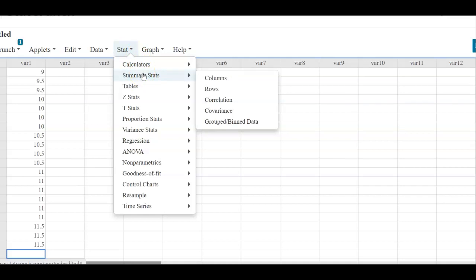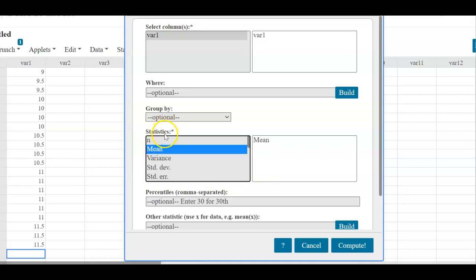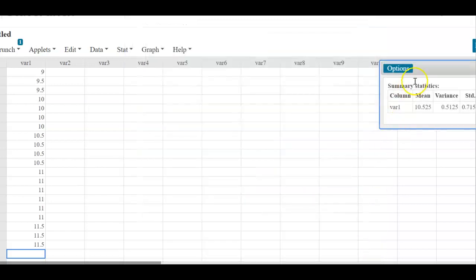So we're going to go to summary statistics, okay? And I have everything in that variable 1 column, so I'm going to choose column. If I had a frequency table, like 9 with a 1, 9.5 to 10 with a 4, then I would maybe want to use grouped binned data, but I don't. I have all 20 students' ages in that first column. So I'm going to select that. And then the statistics I'm interested in calculating are mean, variance, and standard deviation. And you can see there's little words there that tell you to press shift and then click to do everything in between. And let's say compute.